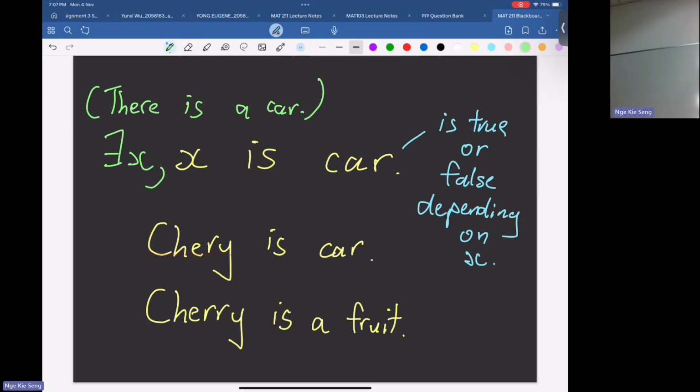Is there a car? Who is the driver here? Who are the drivers here? Do you have a car at home? Is this statement true or not? Is this statement true or false? Hi, Ling An. There is a car. Is it true or false?